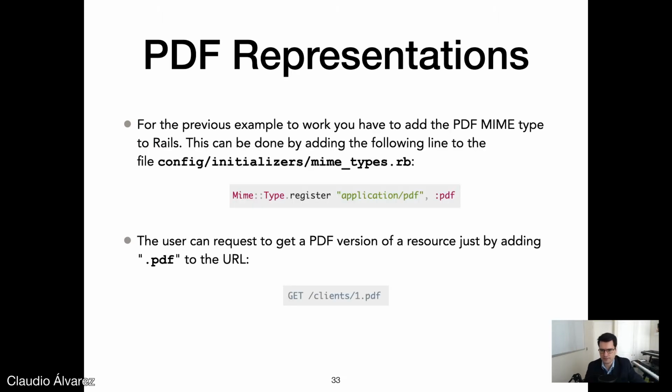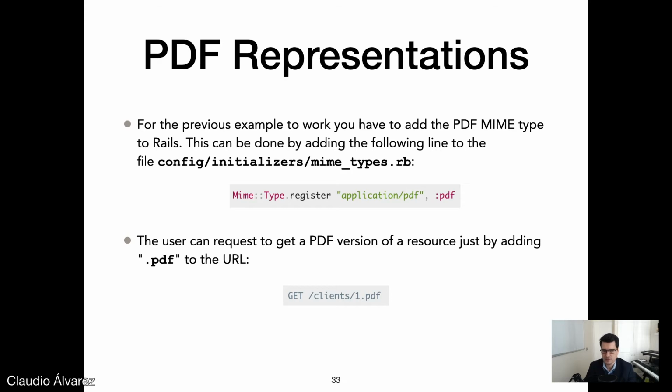So for this to work, you need to register what is known as a mimetype. A mimetype describes the type of resource, right? So mimetypes will usually have this kind of notation. You got the name of the application. Here it is simply application. It is generic /pdf. So pdf matches the file extension. It's PDF. Application PDF is a type of resource. So you go to config initializers mime_types, and you add Mime::Type.register application/pdf and the pdf file extension.